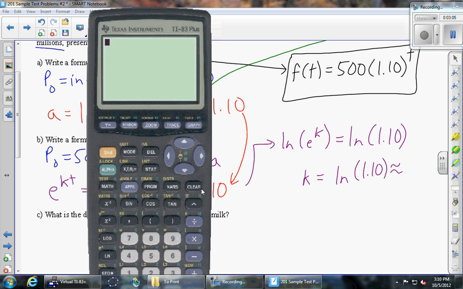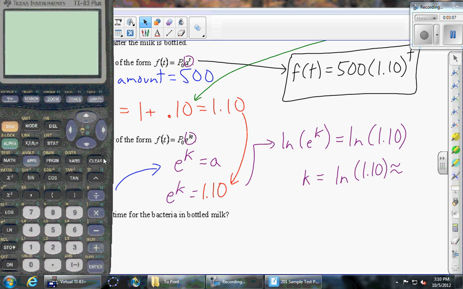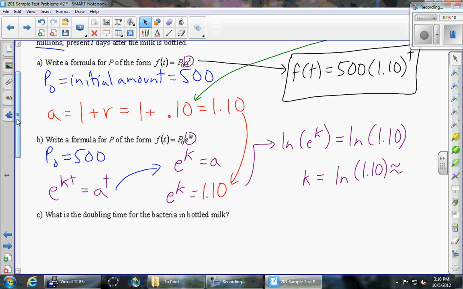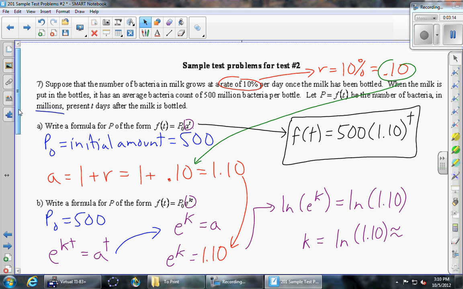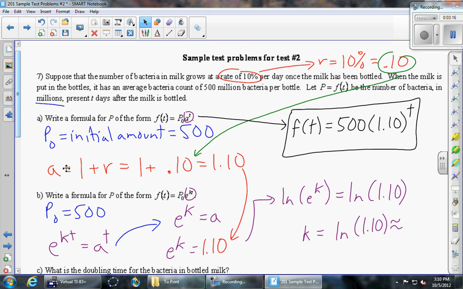As a quick check, you might be able to estimate this number before you type it in. We know that the growth rate is 10% per day. So to get that same effect, if we're thinking of that growth as being continuous at every moment of the day, do we expect the answer here for k to be a little more or a little less than 10%? So pause it if you want to right here just to think about that question.